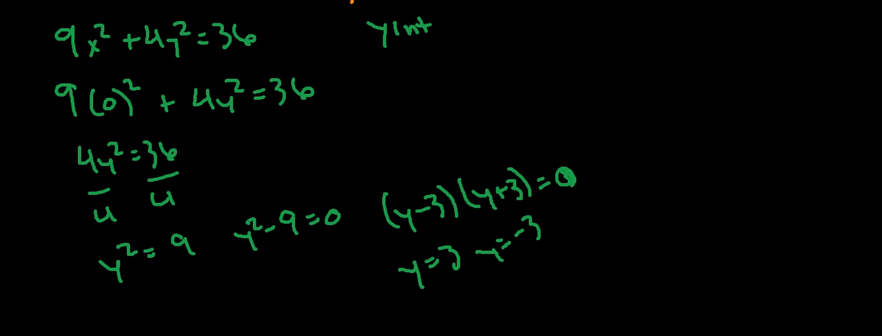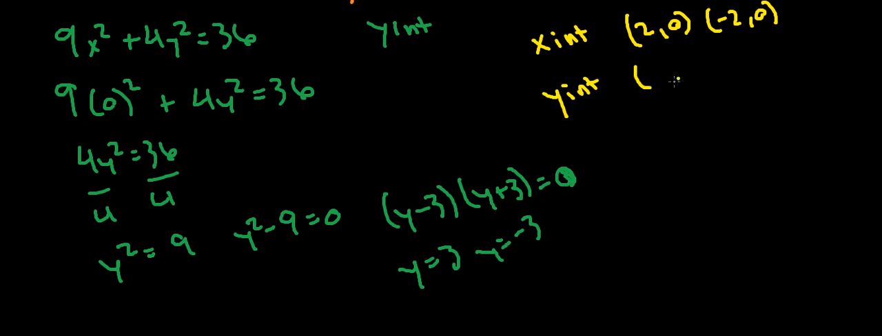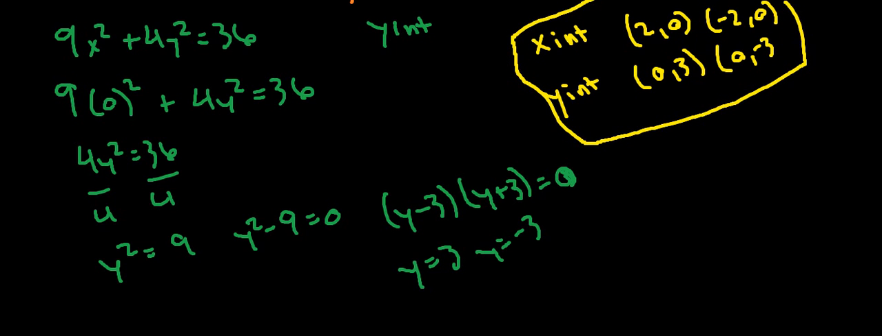So we have 4 intercepts. We have 2 x-intercepts and 2 y-intercepts. So let me write them all out. Our x-intercepts, again, were 2, 0, and minus 2, 0. And then our y-intercepts are right over here: 0, 3, and 0, minus 3. And this is our answer.